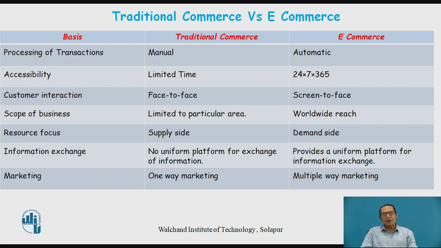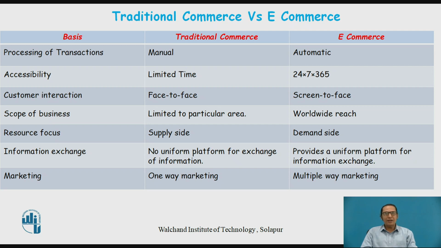The most important aspect of e-commerce which we all like is that a lot of unified information is available. For example, I can go on to Amazon and Flipkart and compare many models; suppose I want to buy a pair of shoes, I can compare many models of shoes on e-commerce. In traditional commerce, no such unified or uniform platform is available. The information available is also less.